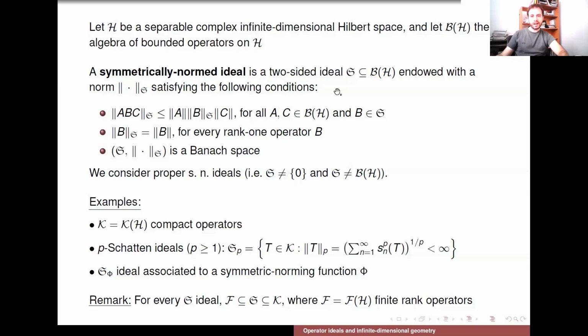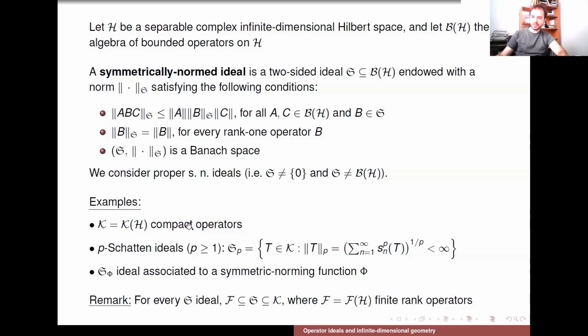These are two-sided ideals of B(H) satisfying the following three conditions. Here, an inequality between the norm of the ideal and the usual operator or uniform norm. Then a normalization condition for every rank 1 operator. And then the fact that the ideal is a Banach space with its norm. And we also consider only proper symmetrically normed operator ideals.